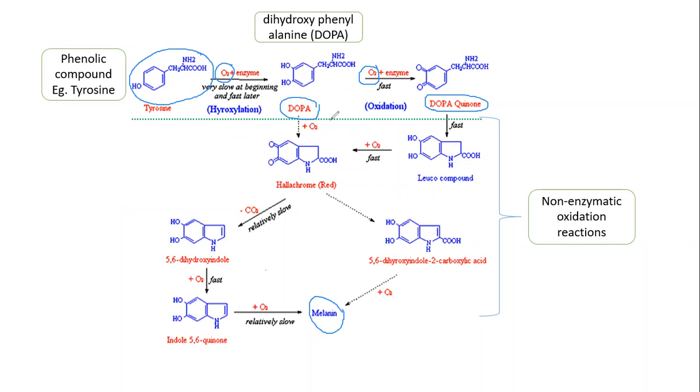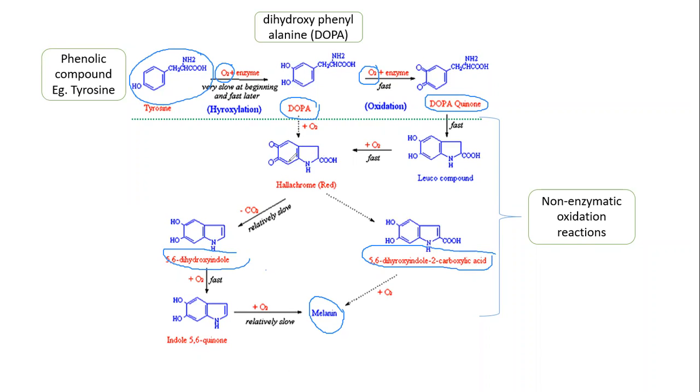This dopachrome, which is red in color, may undergo decarboxylation and change into 5,6-dihydroxyindole and 5,6-dihydroxyindole 2-carboxylic acid. So this dopachrome, red in color, can further undergo reactions.